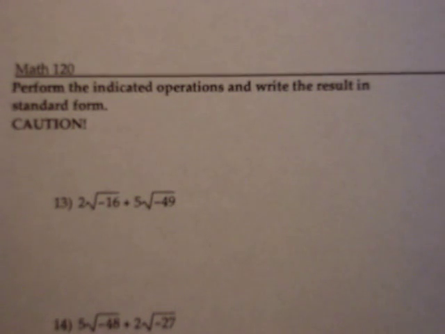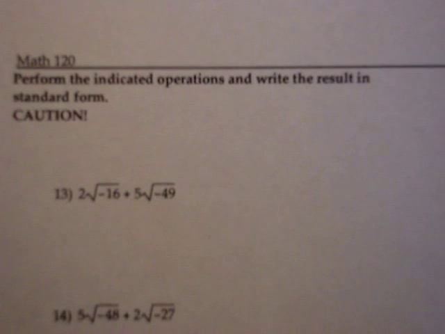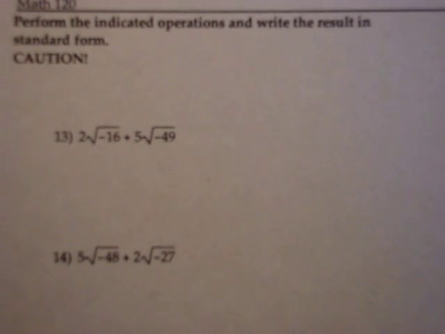Hello class. I am going to do the back page of the section 1.4 handout for you guys. The instructions on top say perform the indicated operations and write the result in standard form. Caution. As you may recall from class, when you're dealing with square roots of negative numbers, we know we're going to have imaginary numbers in our answer. So you have to simplify the square roots first, or else things can go wrong.